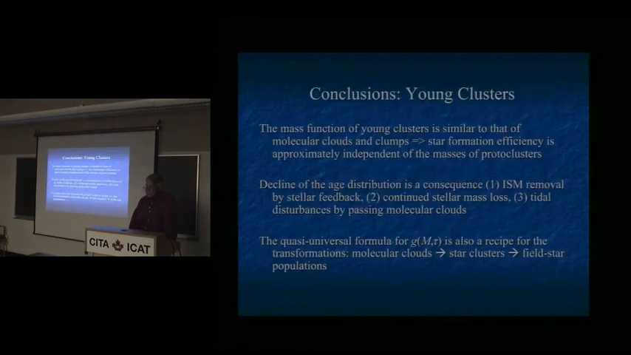Okay, so let me just summarize the results for the young clusters. We've seen that the mass function is similar to that for clouds and clumps. It's similar from one galaxy to another. It's similar from one age to another. This is basically a recipe. This is a rule. This is some regularity in the way stars form in galaxies.